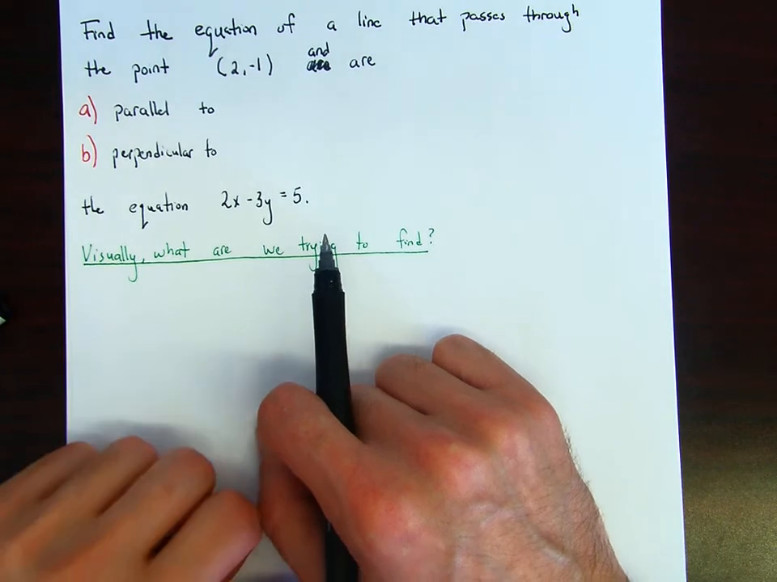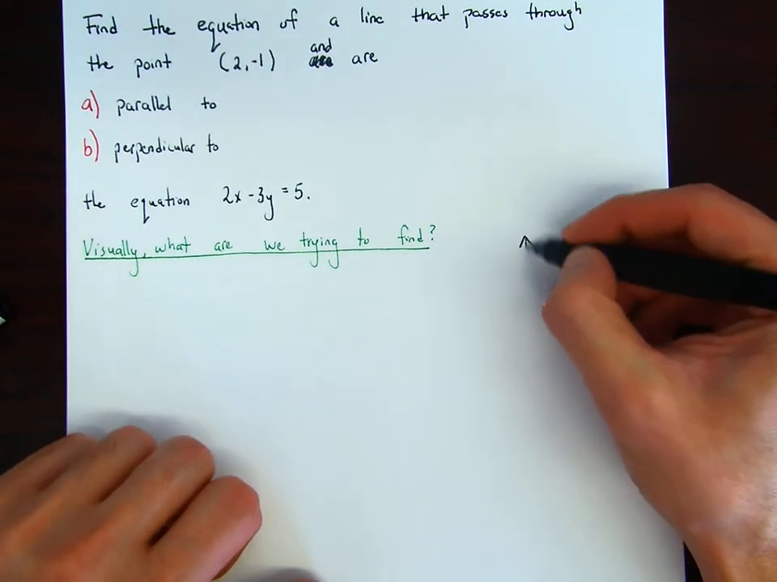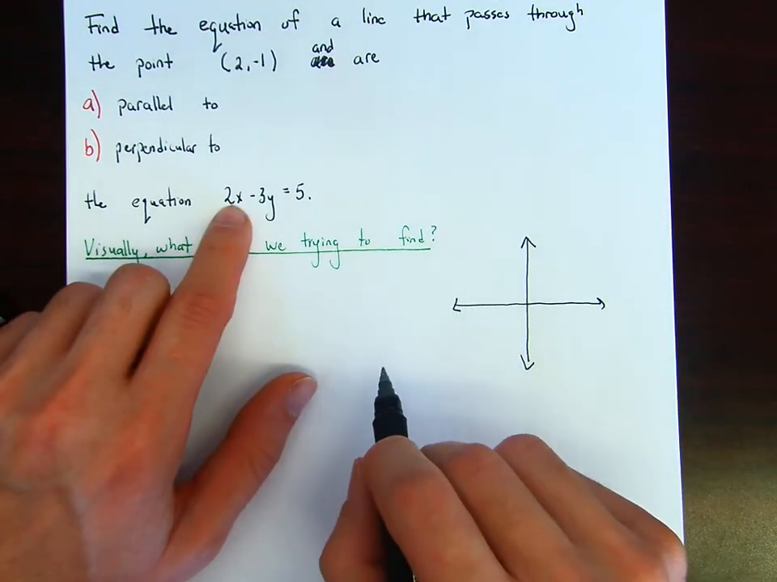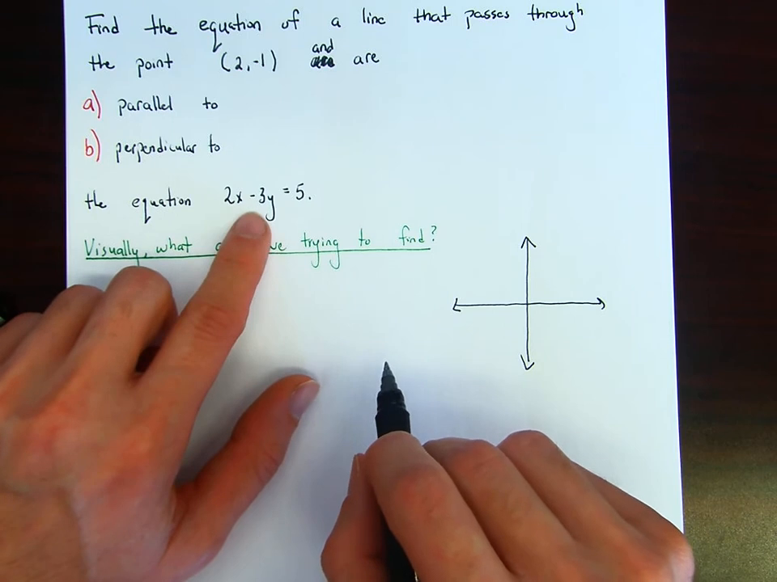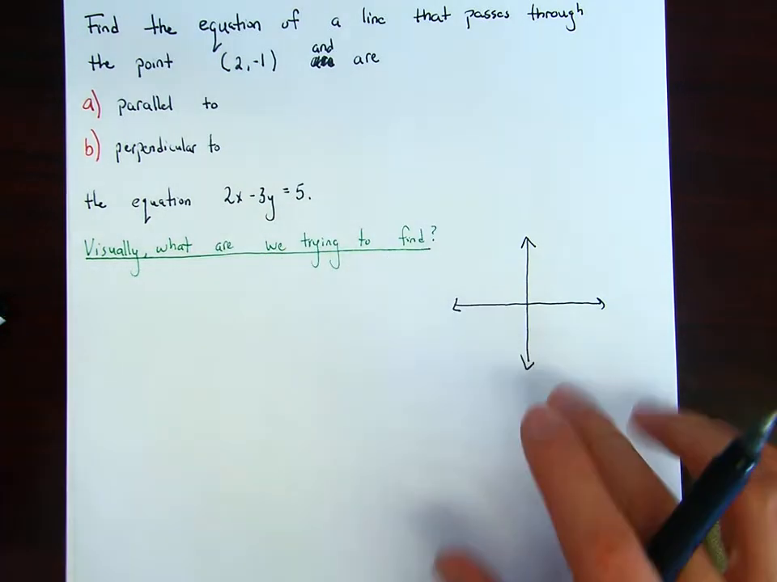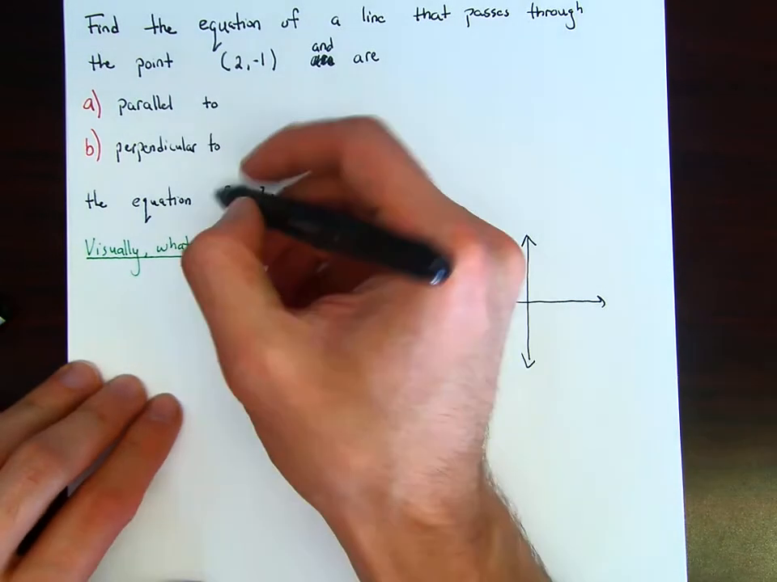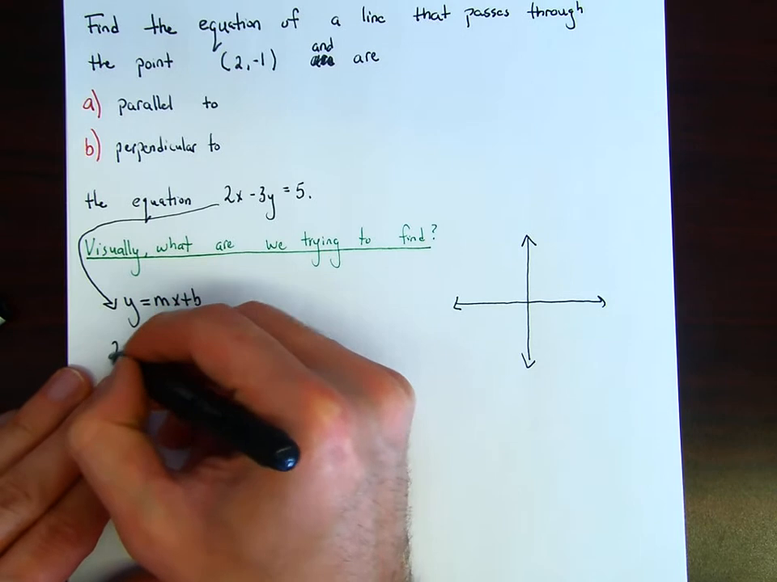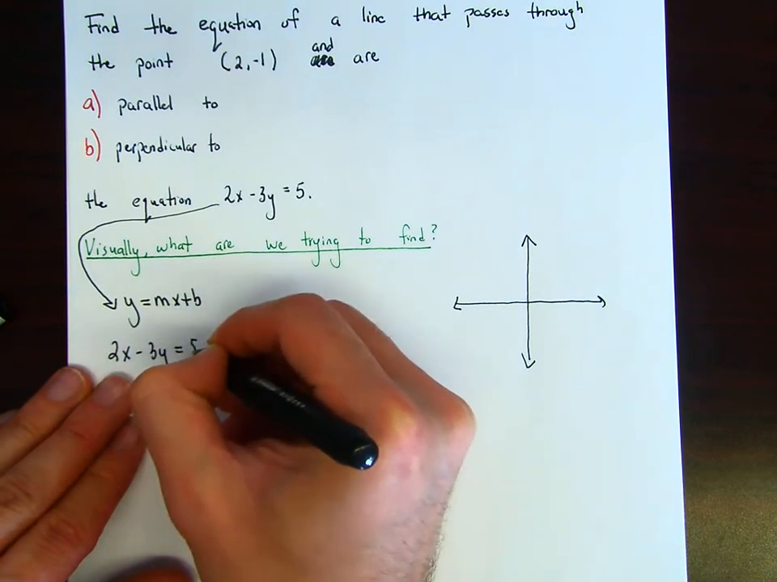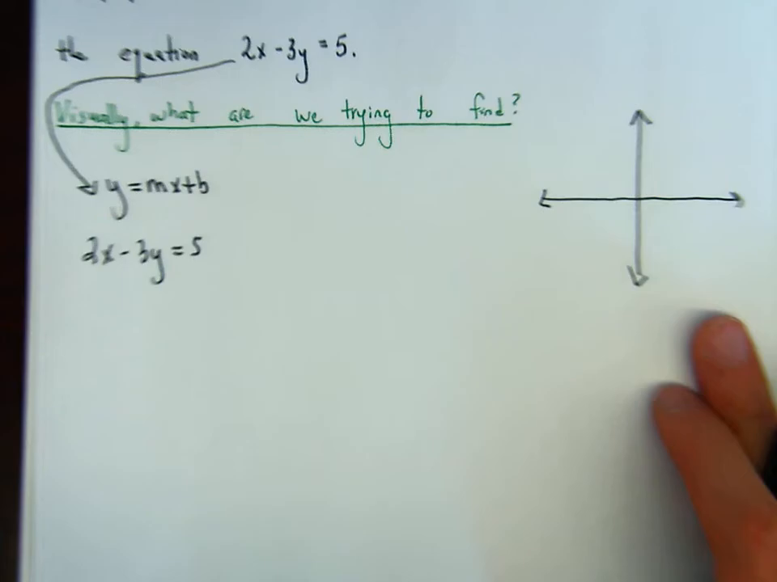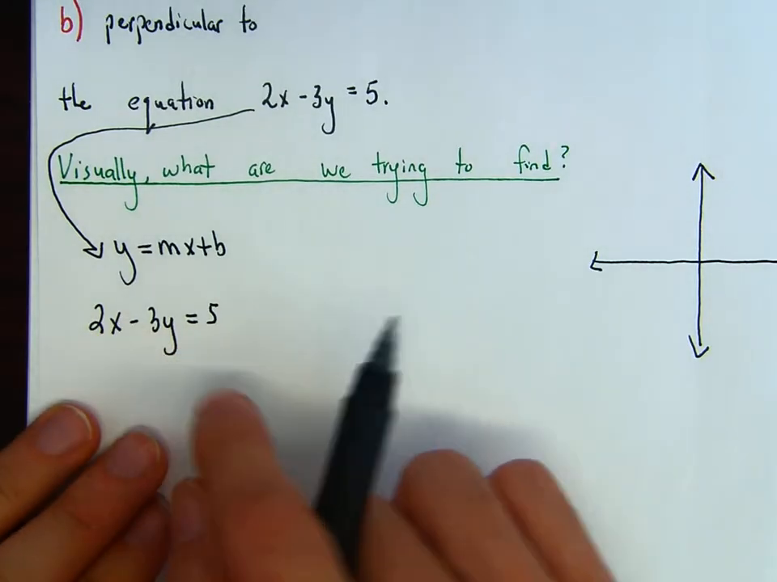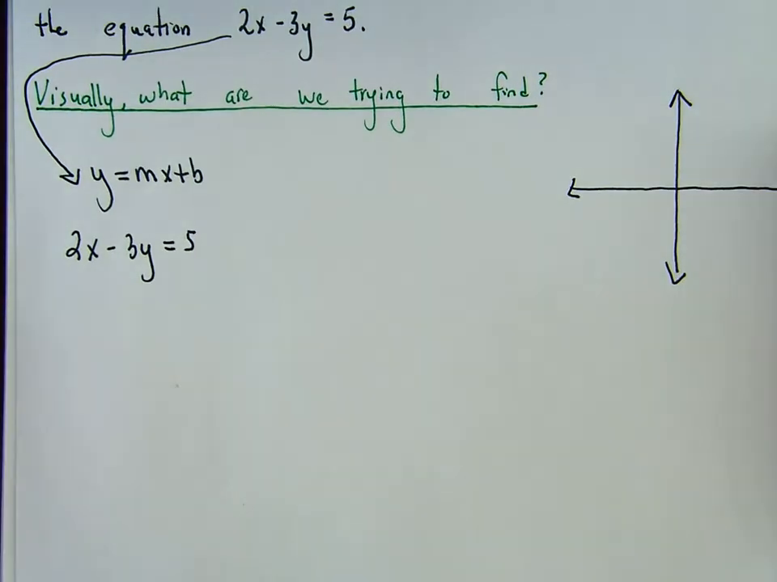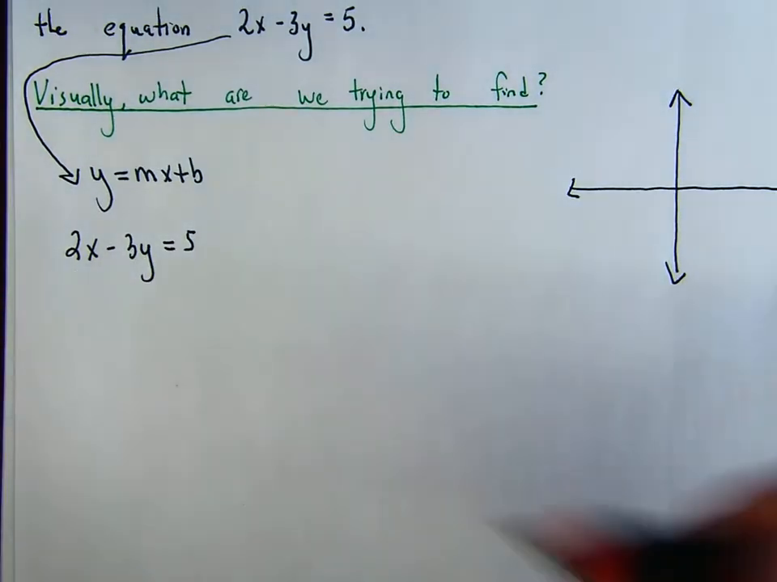Okay. So here, visually, what are we trying to find? We know that this equation, 2x minus 3y equals 5, has a graph. So first, let's see what this graph looks like. How can I put this into y equals mx plus b? All right. So if I have 2x minus 3y equals 5, take a second and get this equation to have y by itself, so it's in this form. Pause the video and take your time. How would I get y by itself?